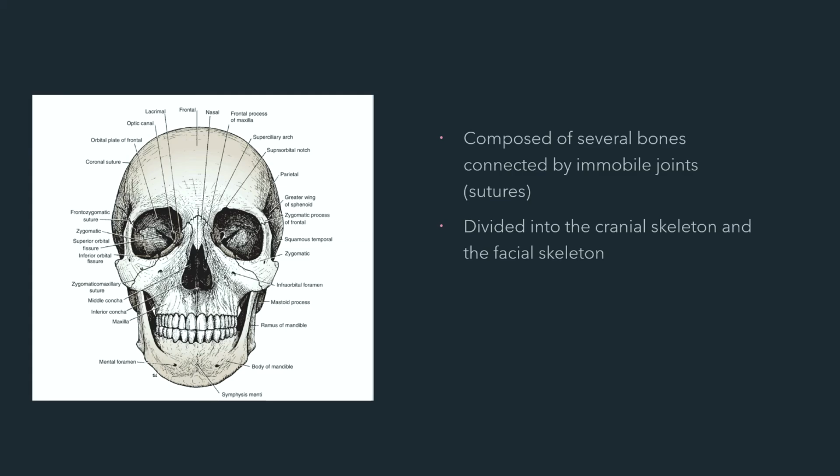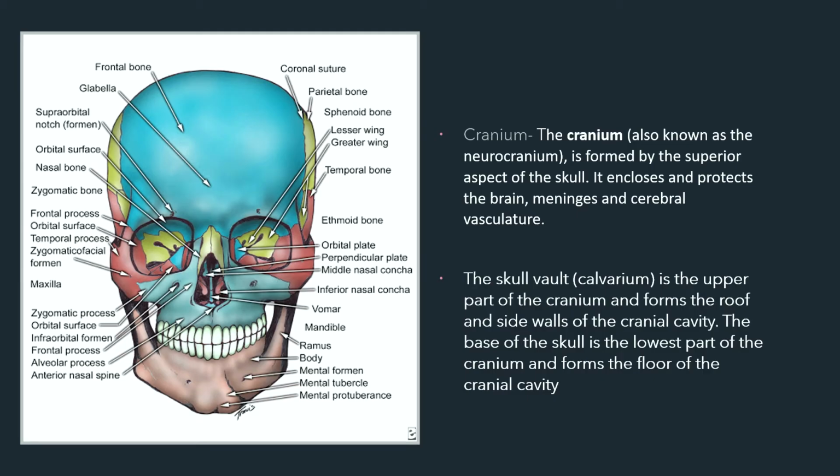Now, for the purpose of discussion, let us first divide the skull into two parts. There's the cranial part and there's the facial part. The skull is composed of several bones connected by immobile joints, or we can call these sutures. Once again, it's really easy to study the skull if we divide it into two parts: the cranial skeleton and the facial skeleton.